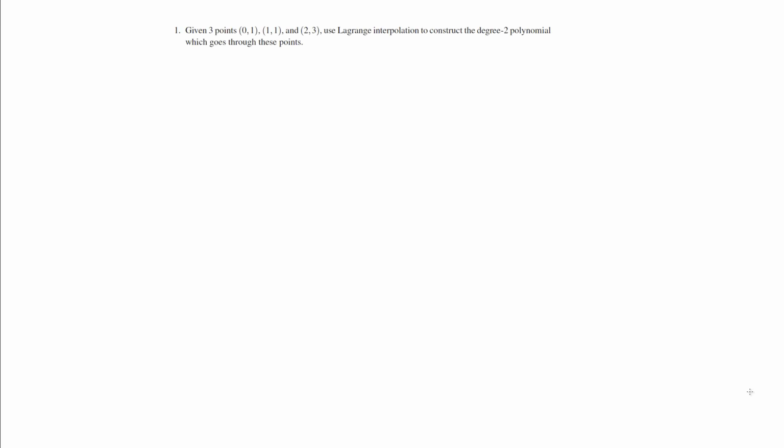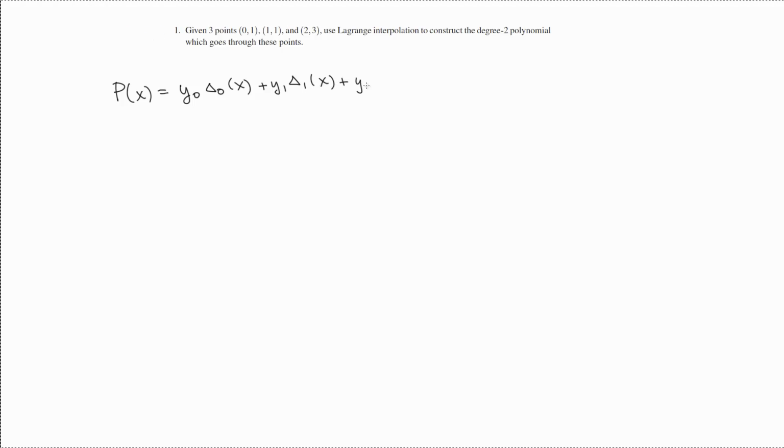In this problem, we're given 3 points, (0, 1), (1, 1), and (2, 3), and we want to use Lagrange interpolation to construct a degree 2 polynomial through these 3 points. So the Lagrange interpolation formula for 3 points is p of x is equal to y0 times delta 0 of x plus y1 times delta 1 of x plus y2 times delta 2 of x. So here, y0 is 1, y1 is also 1, and y2 is 3.